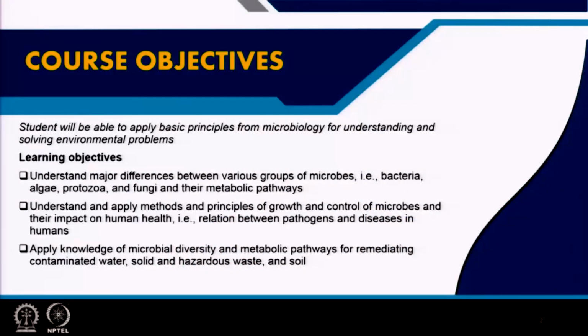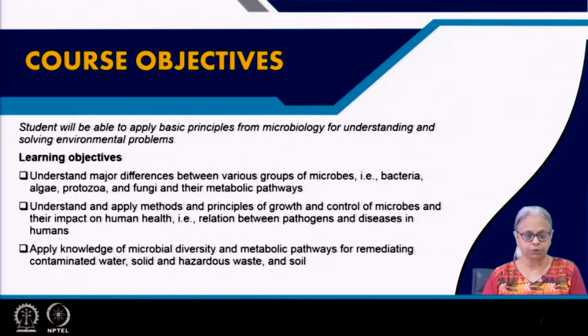Now, within this second part of the course, what is our objective? Our objective is that every student who has taken this course should be able to apply the basic principles from microbiology for understanding and solving environmental problems. So, the first thing you will learn is to recognize the different groups of microorganisms, and these include bacteria, algae, protozoa and fungi. And we will look at their metabolic pathways.